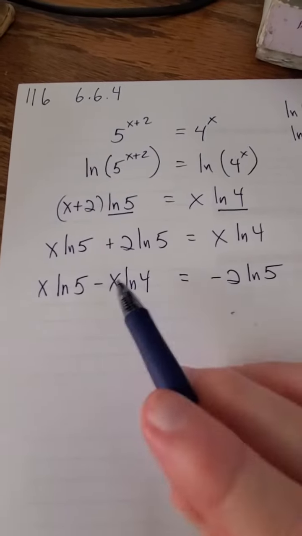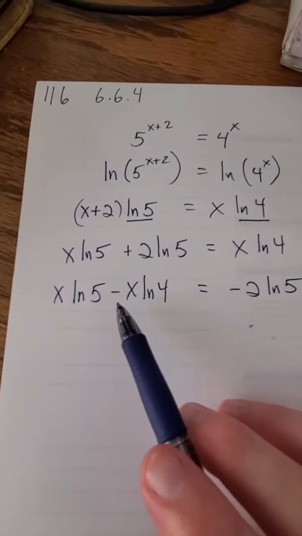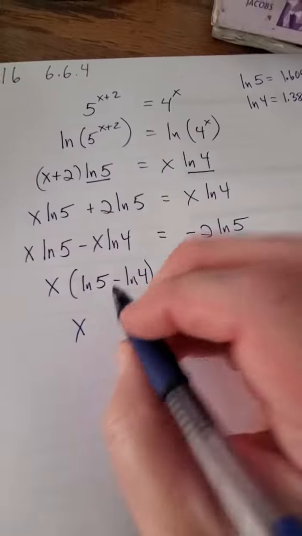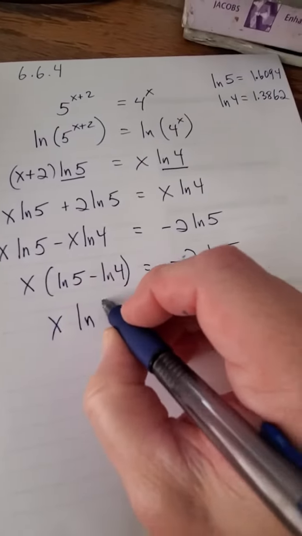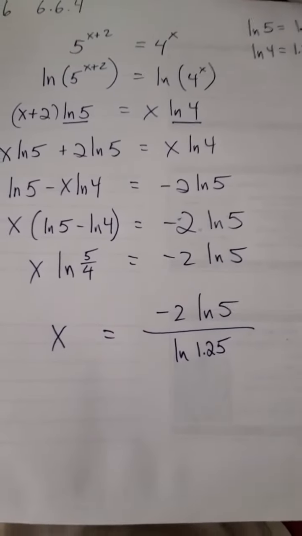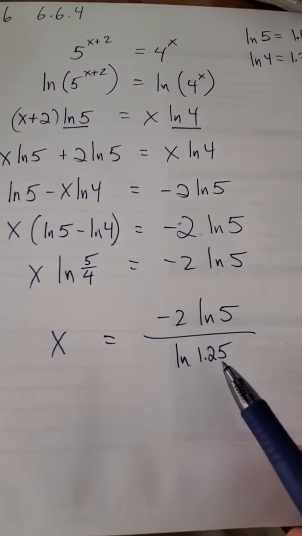I'm just bringing things over to the other side. So I'm putting all the x's on this side and all the numbers here. I'm going to factor out an x. I'm going to condense this. Why not? So x is equal to negative 2 ln 5 over the ln of 1.25.